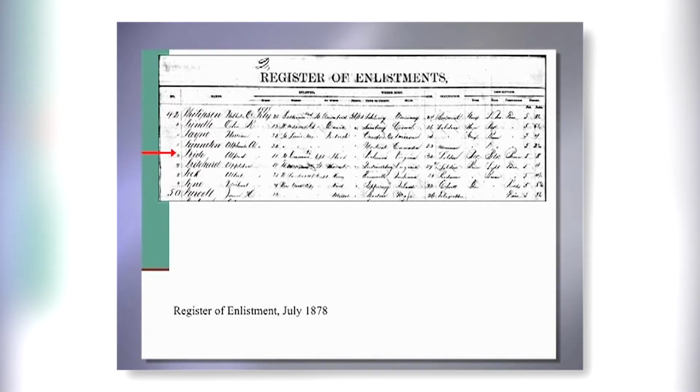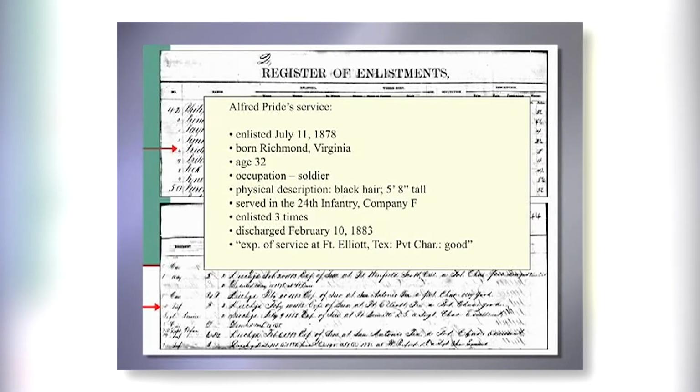It shows that he enlisted July 11th, 1878. He was originally born in Richmond, Virginia. He was 32 at the time that he enlisted. He identified his occupation as a soldier, so that's an indication that he was a career soldier, and he might have enlisted prior to this time.